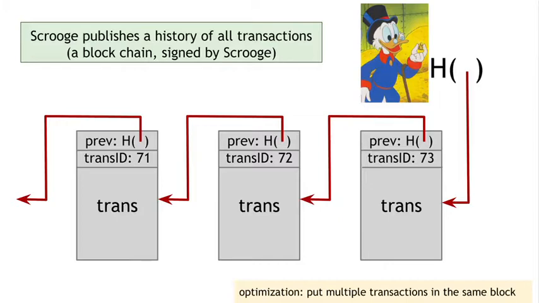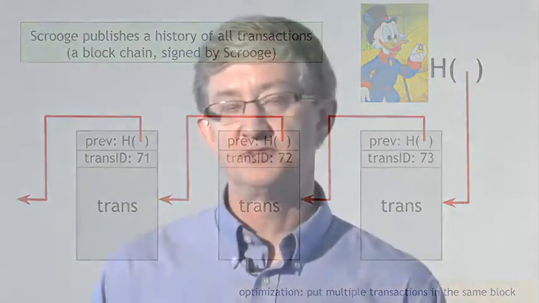Now I said here that we put one transaction in each block. We do that for simplicity of explanation, but in practice, as an optimization, we'd really put multiple transactions into the same block, as Bitcoin does. So you can bear in mind as I talk about Scrooge coin that that's the way we'd really do it in practice. So Scrooge publishes this history.